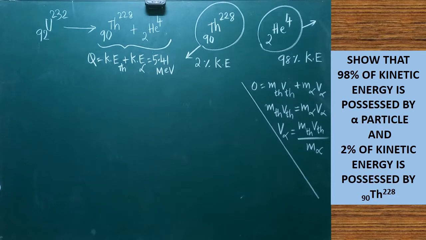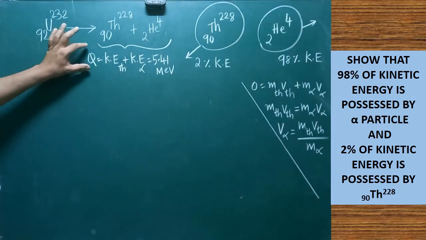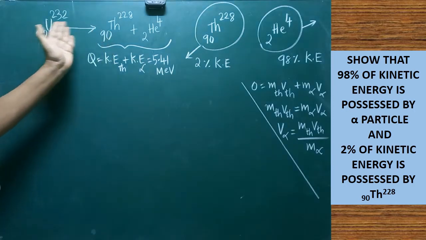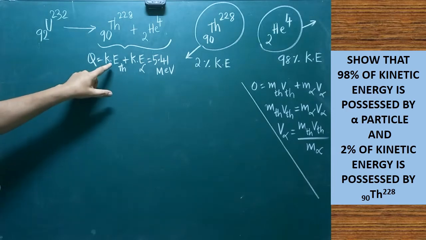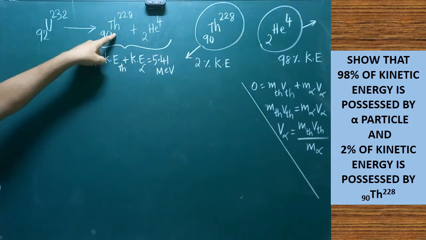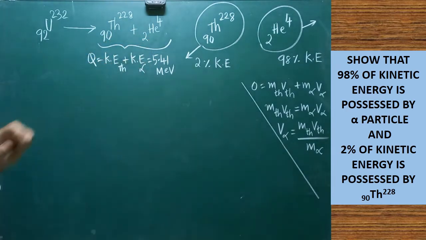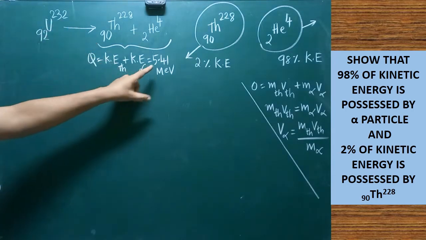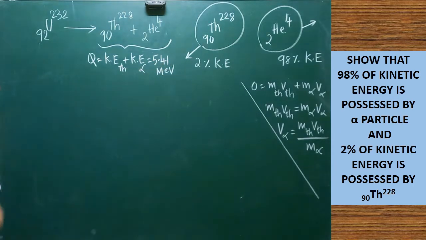In the first video, we have derived the expression for Q. So what is Q? Disintegration energy. The disintegration energy which is obtained in this process is converted into the kinetic energy of the thorium and the kinetic energy of the alpha particle. The disintegration energy was already calculated, its value is 5.41 million electron volt.